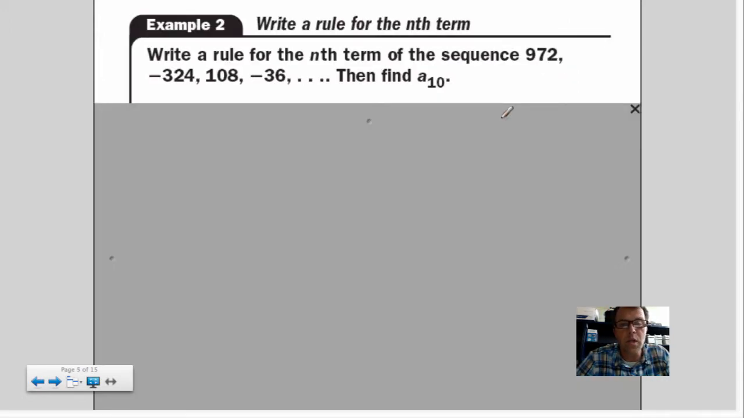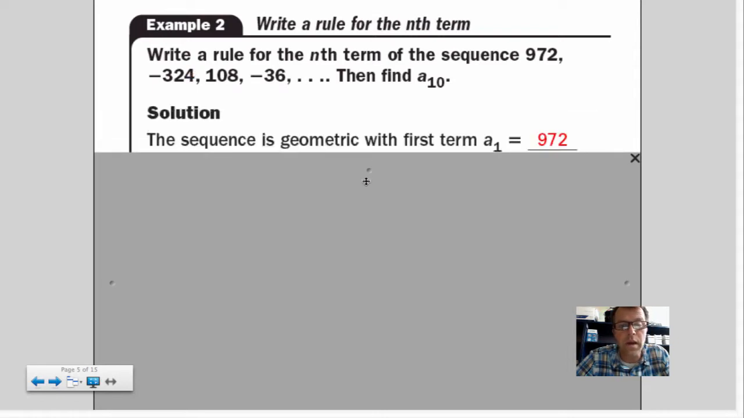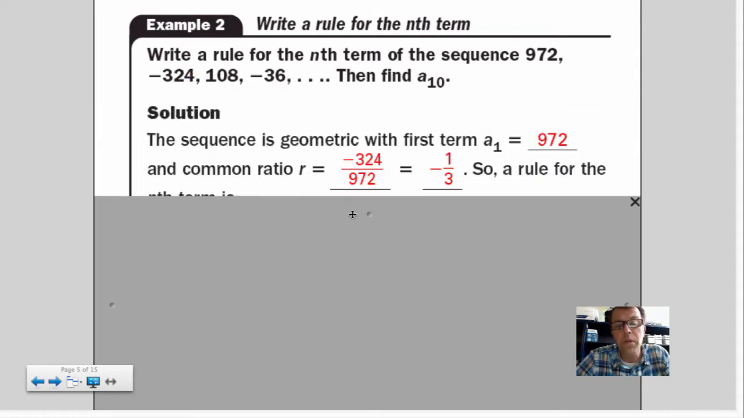So let's go ahead and try this rule out, right? First we have to write a rule for the sequence. So here's our sequence of numbers, 972. Then we go to negative, so our ratio must be a negative multiplier. In your calculator, divide 324 by 972 to figure out the ratio, which they did. So it looks like our ratio is -1/3.